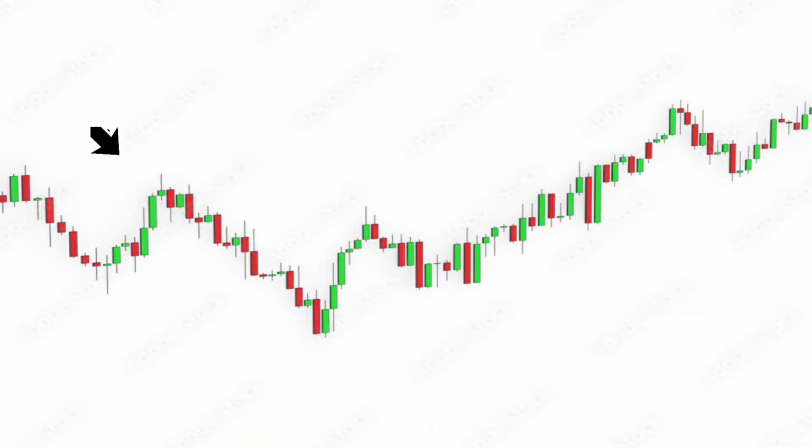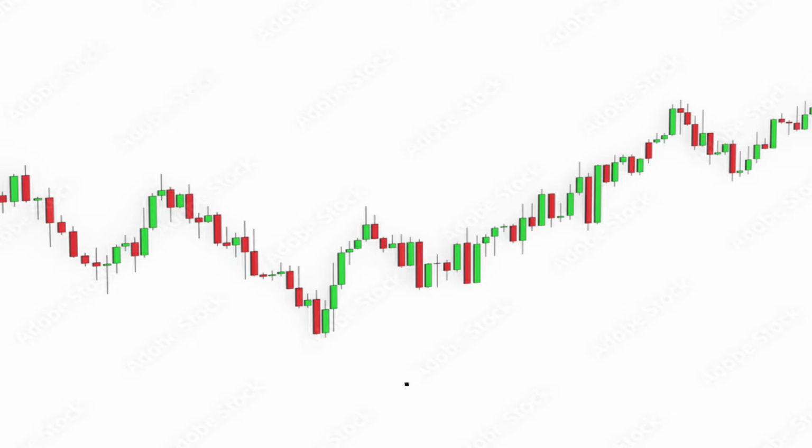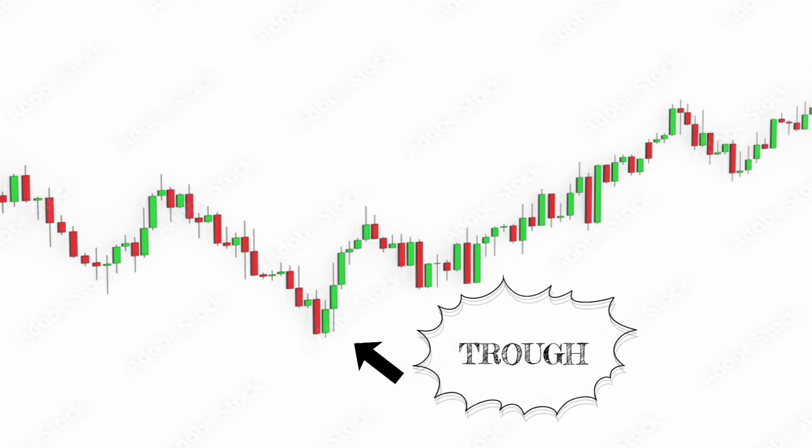When you look at the charts, you always want to look for the peaks and the troughs. Peaks are the highest price points in the stock market, and troughs are the lowest price points that have been traded in the stock market. It could be during the day, week, month, or even the year.